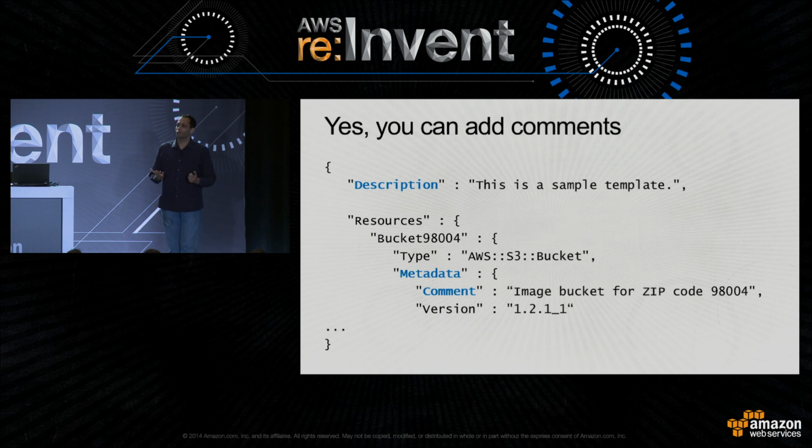And one of the obvious things to keep a stack operating is to have a record of why a resource was created in a particular way. And comments are a very good way to do that. And you can have template-level comments or stack-level comments in the description section. And you can also have resource-level comments by using that metadata section that's available on every resource type.